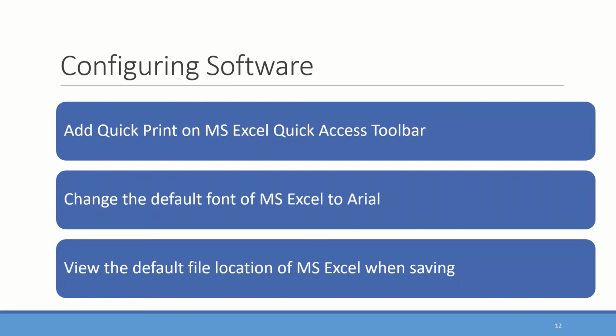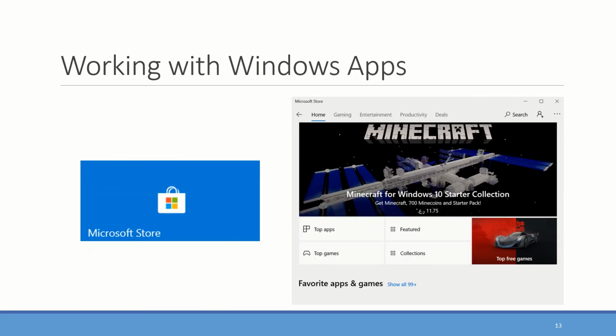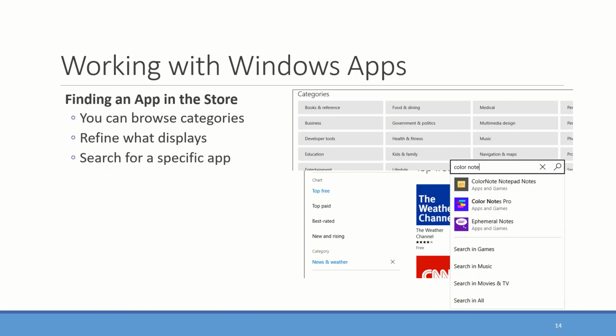Let's continue working with Windows apps. Similar to Apple and Google Store, the Windows Store is your gateway to apps, games, music, TV, and movies. Top picks or featured items are presented on the first page, and you can click or tap options that allow you to browse by category. It is very easy to find an app in the store. You can browse by categories and then afterwards refine what is being displayed and then search for a specific app.